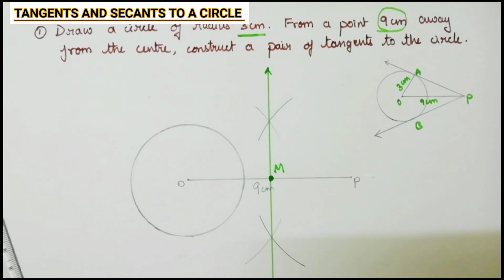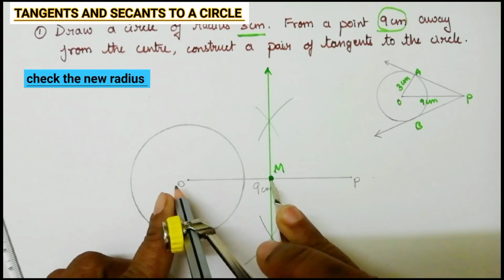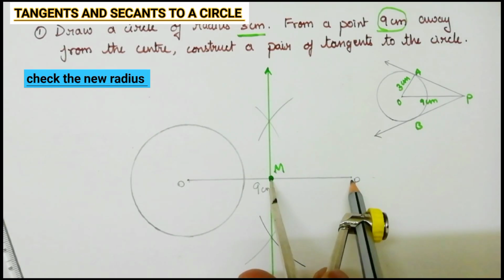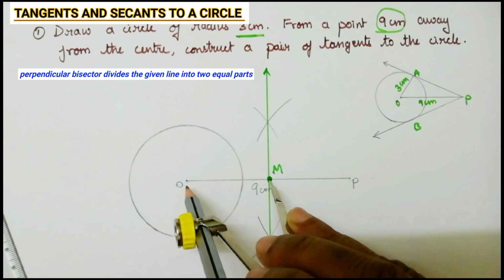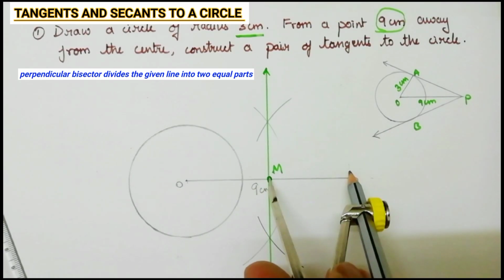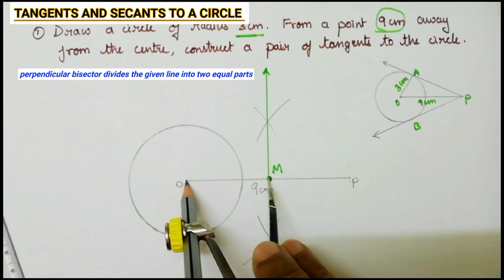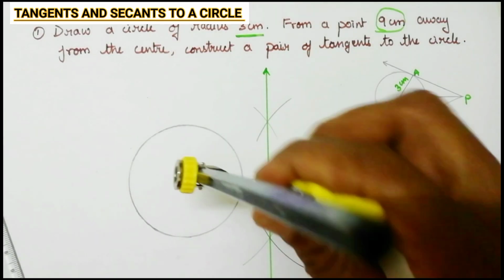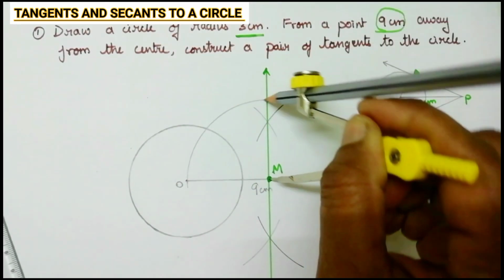Now we are going to adjust the compass in such a way that from M, MO and MP both will be same. Perpendicular bisector means it divides the line into two parts. Therefore, we can observe that both the sides it will be same. It is equal. Both are equal. Therefore, try to keep the compass at M and draw the circle.